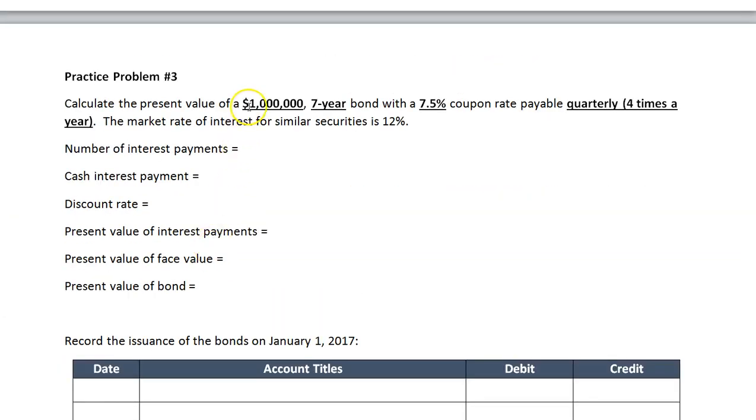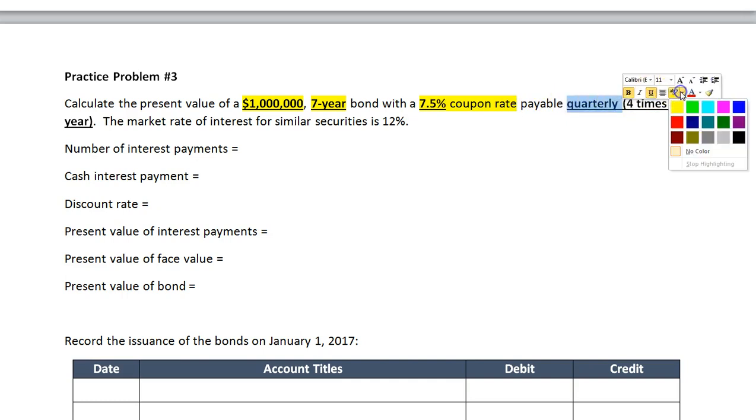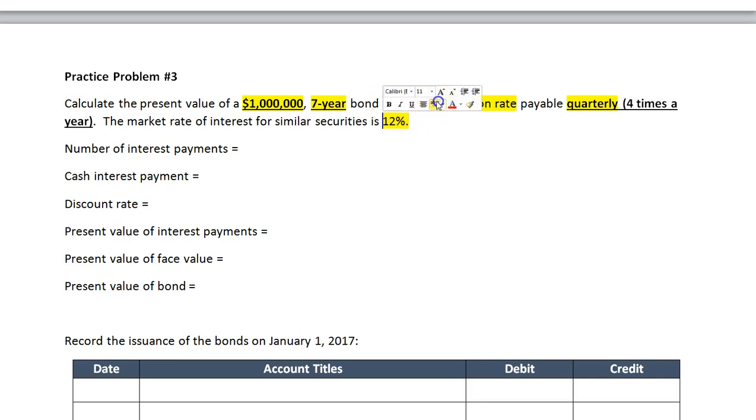All right, let's get to the next problem, number 3. This time it's $1 million, not $100,000. It's a 7-year bond, has a 7.5% coupon rate, and it's payable quarterly, or 4 times a year. And the market rate of interest is 12%.